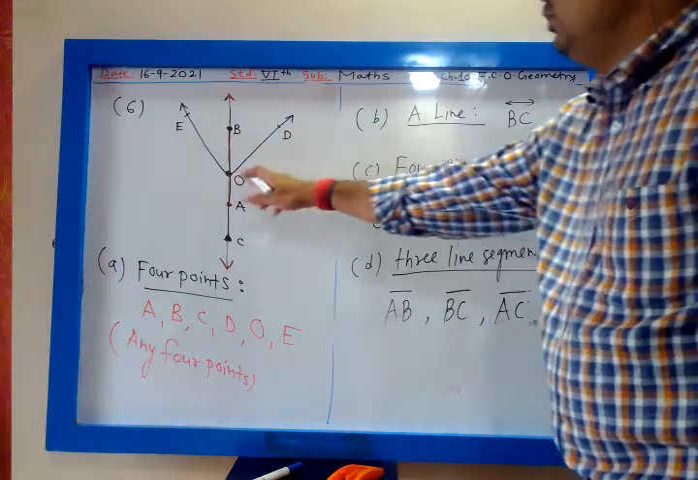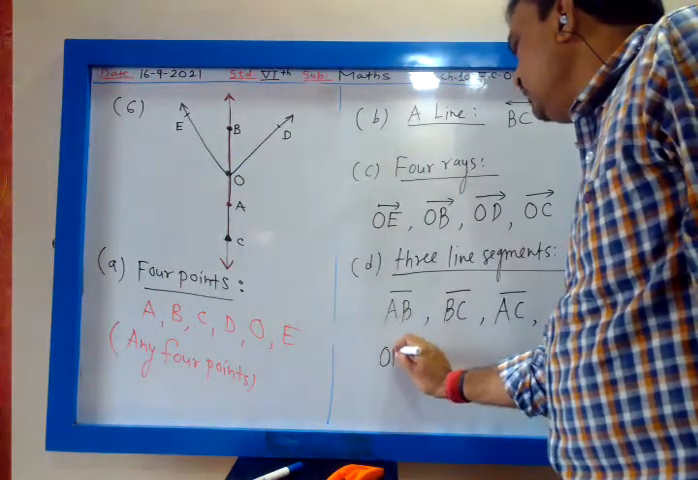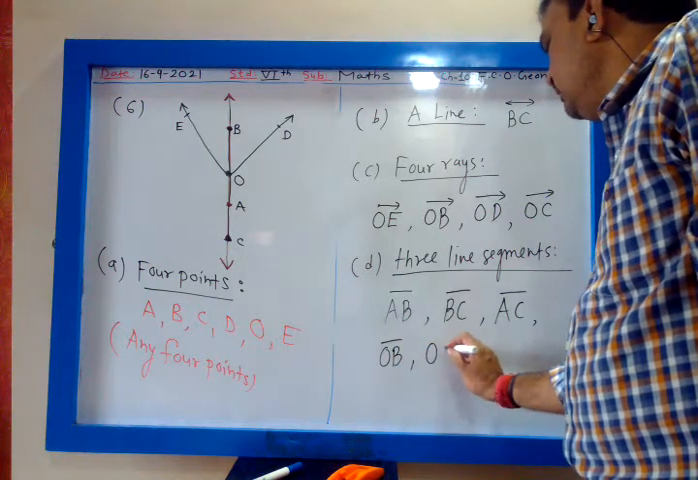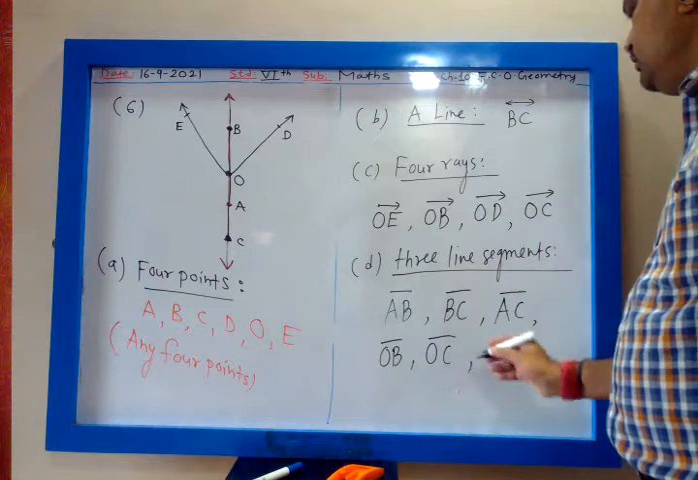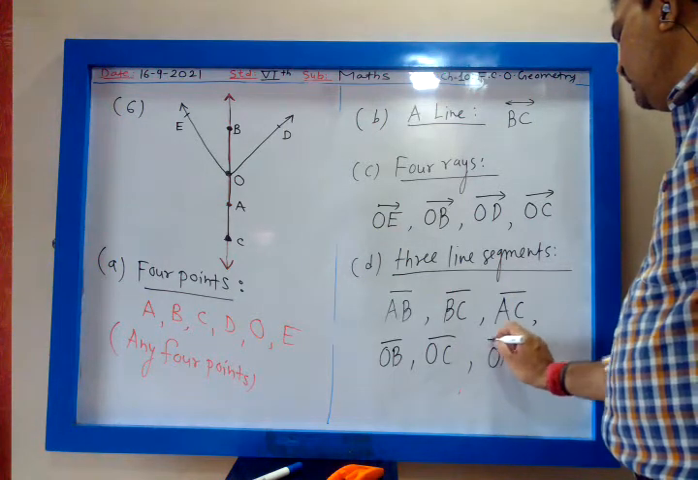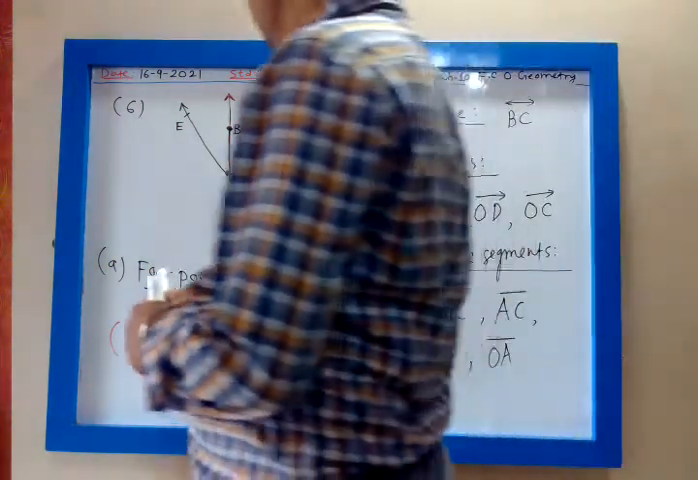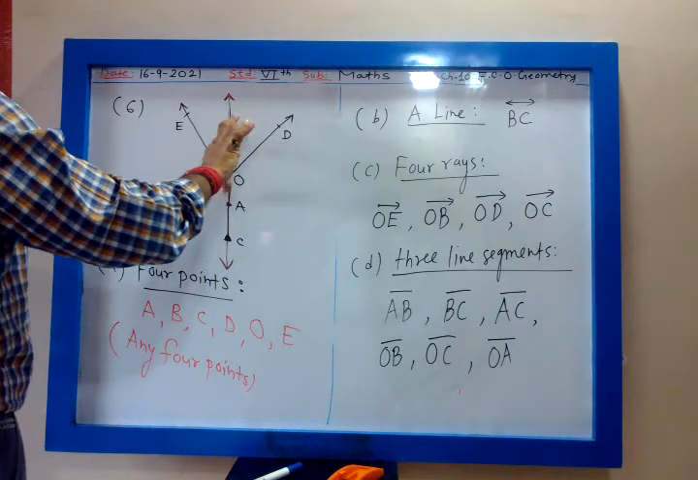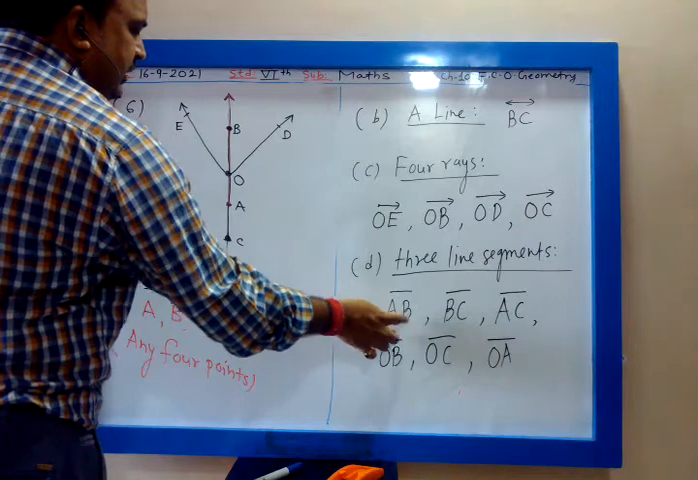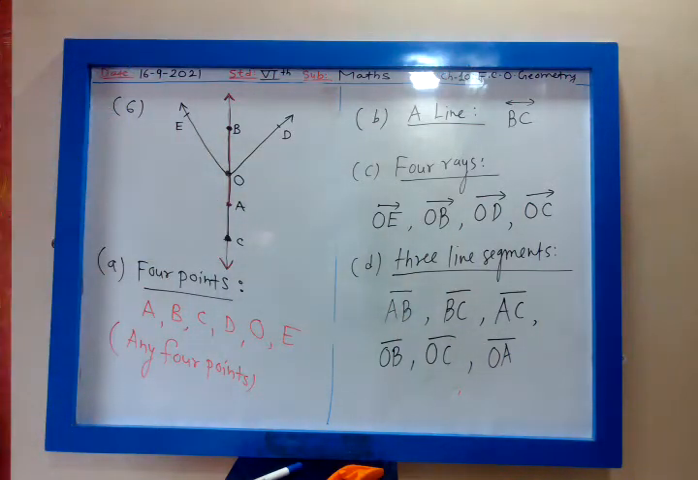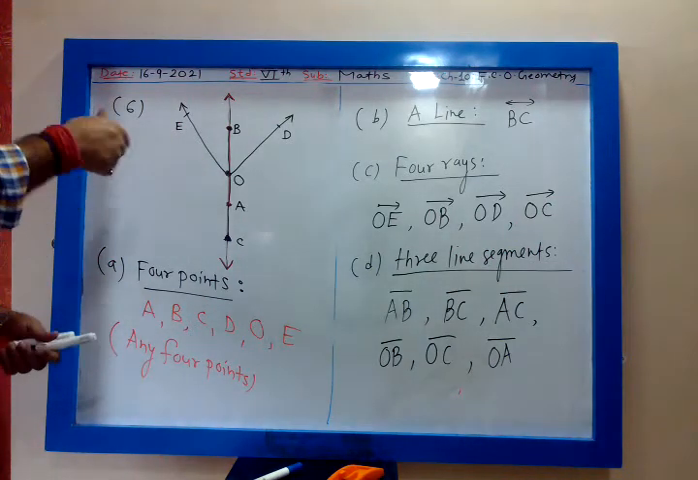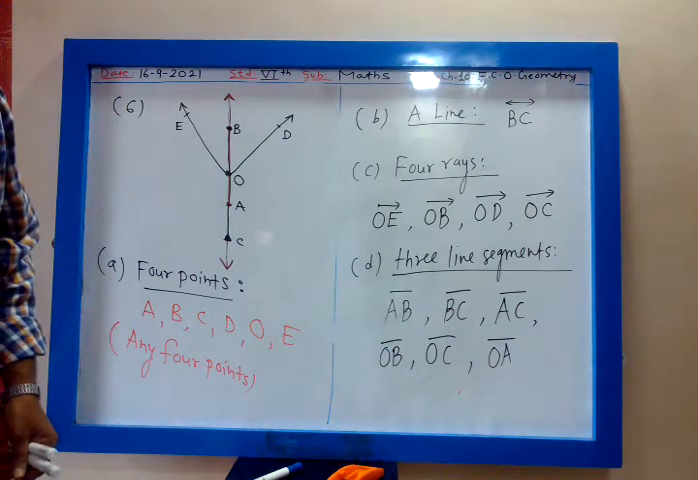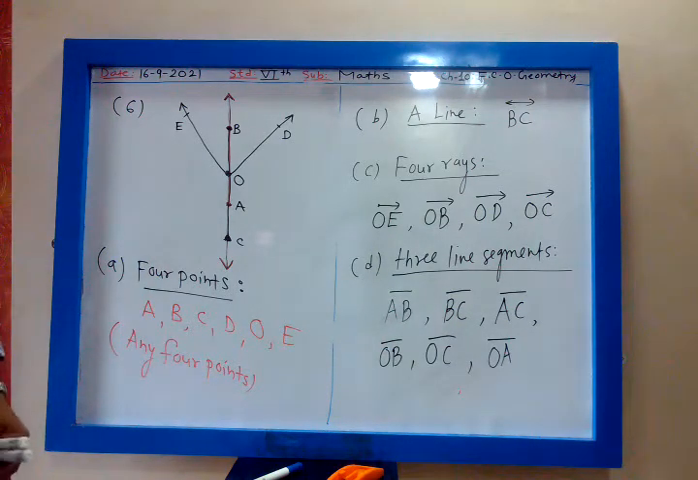Notebook. You can take OB also. Yes, you can take OC also. You can take OA also. OA is also a line segment. You can take BA. Yes, AB is the same as BA, a line segment. I have written 6. You can select any 3.